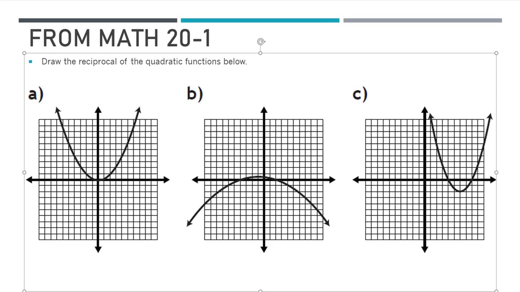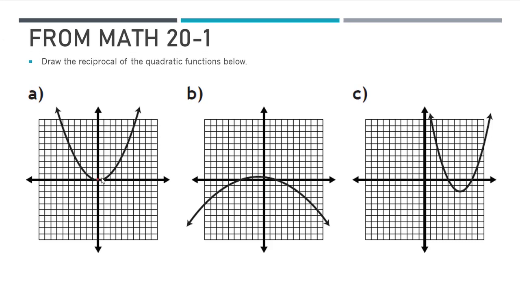Now I just want to look at 3 more quick questions from Math 20-1. So these just say, draw the reciprocal of the quadratic function below. The quadratic's already been drawn for you. So all we're really looking for then is our asymptotes and our invariant points. So for A, we have one, it looks like it crosses at the origin. So there's our asymptote, and that happens at x equals 0. Looking for our invariant points, it happens at a height of 1, height of 1. And now we're going to just sketch the trend.